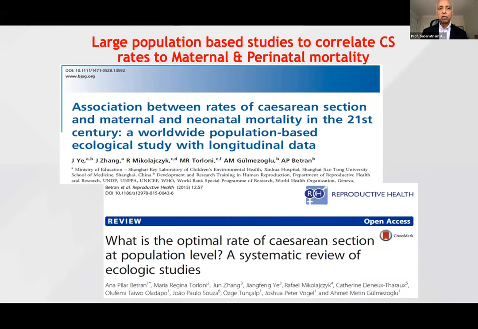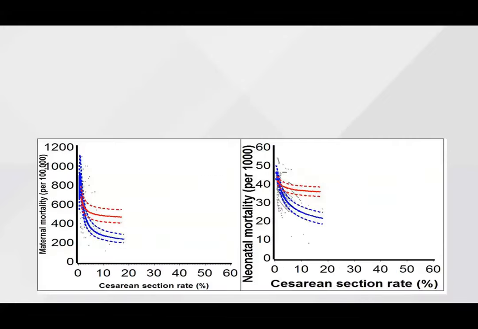Now, the WHO was concerned about this rising cesarean section rate. So they did large population-based studies to correlate maternal and perinatal mortality with cesarean section rate.